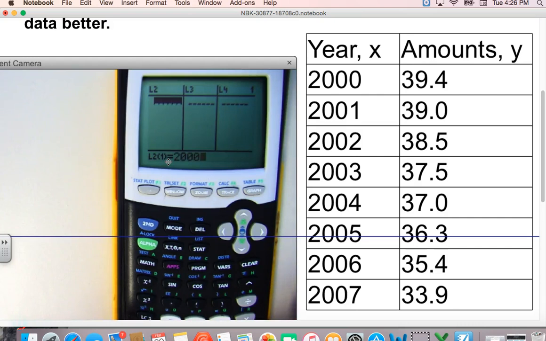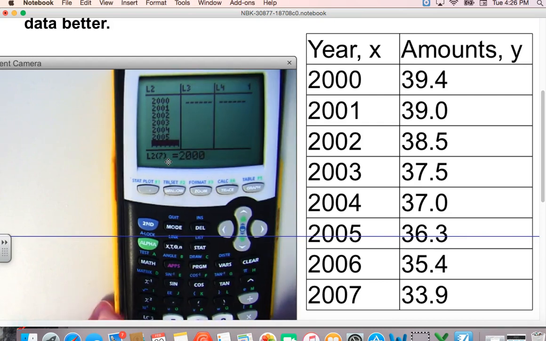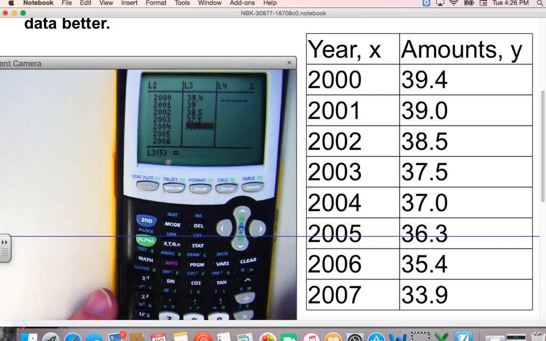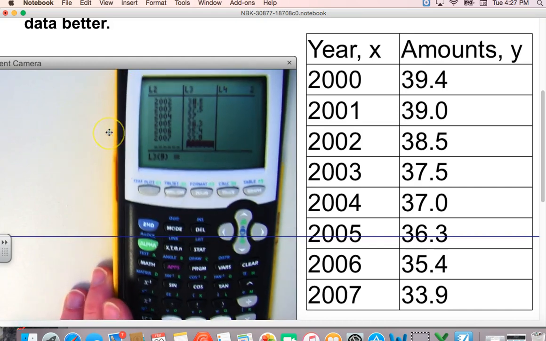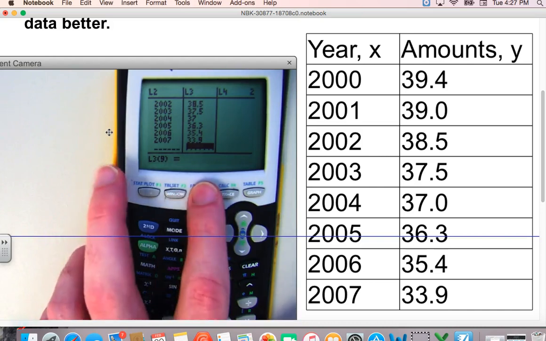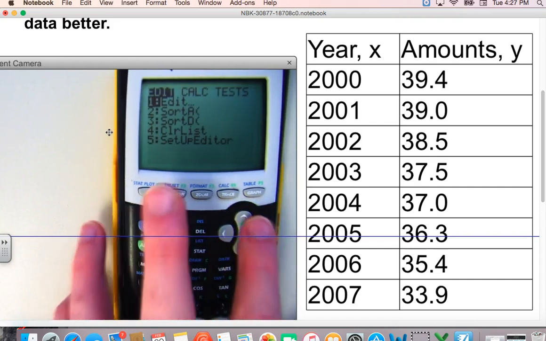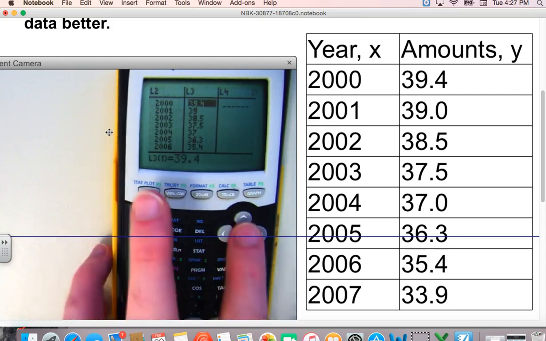So let's do 2000, 2001, 2002, 2003, 2004. You get the idea, all the way up to 2007. And then over here, 39.4, 39, 38.5, 37.5, 37, 36.3, 35.4, and 33.9. So we graph all these. Now make sure your stat plot's on and hit zoom stat. Mine says dimension mismatch, which means I typed something in wrong or the columns don't match up. So let's go back and double check.